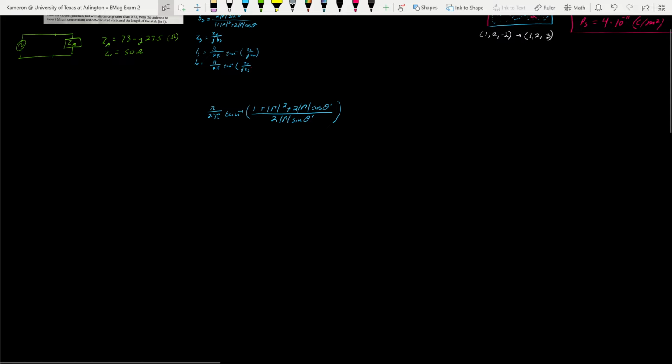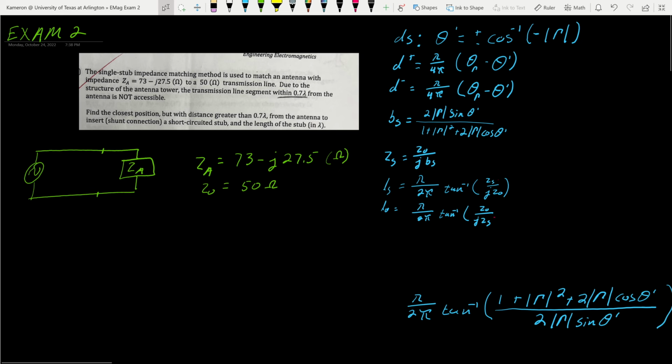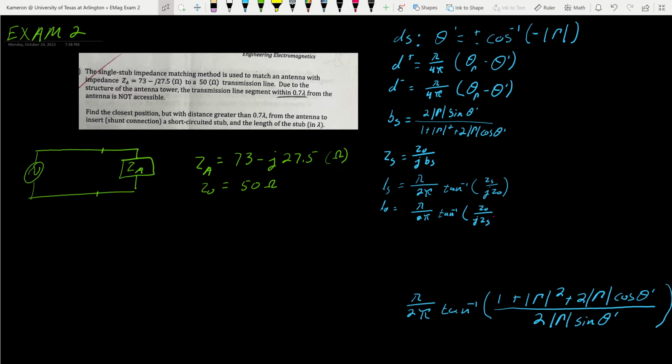Go over exam two for those in EMAG in fall of 2022. I changed up question two a little bit, and question three I'm doing a completely different capacitor, so y'all can see something a little different. First question is the same, pretty much what we had.